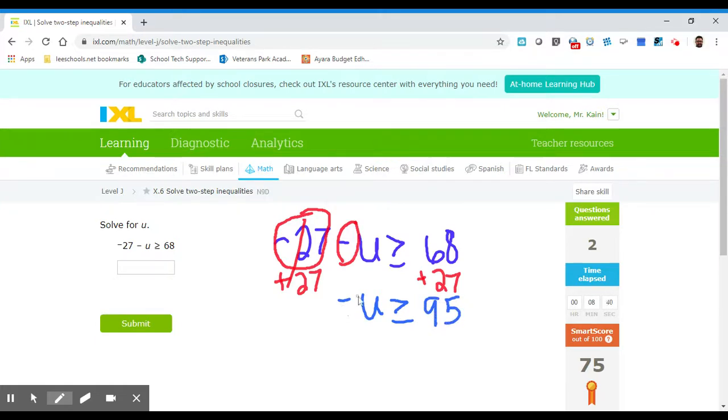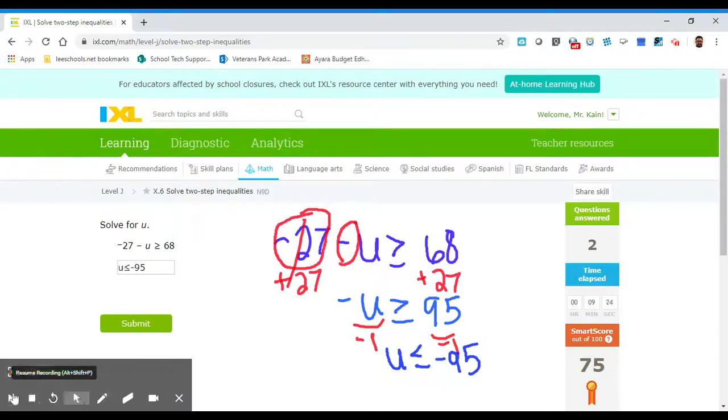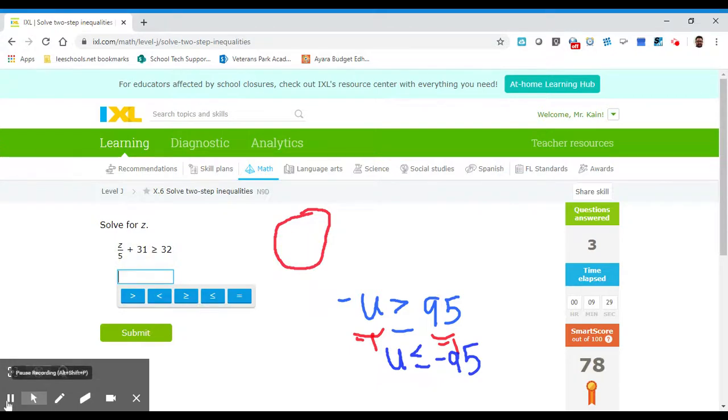Now, whenever you multiply or divide by a negative number, and the negative is the same thing as negative 1, you need to switch the direction of the sign. Super important. Don't forget to do that. So this is going to be positive u. Switch the direction. And 95 divided by negative 1 is negative 95. Let's type it in. And let's submit it. Okay. Let's go up another.